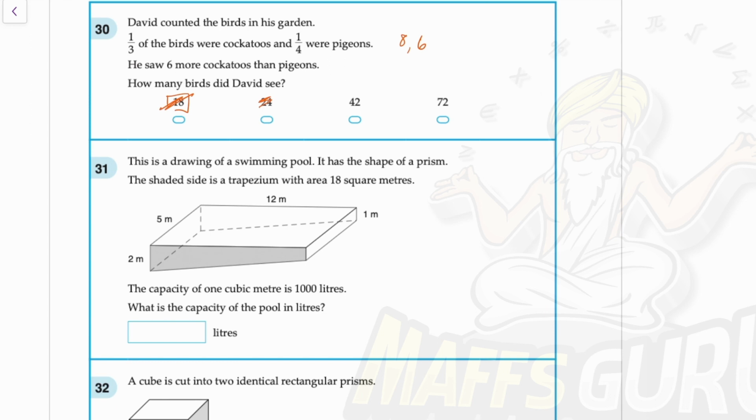What about 42? Can we do the same thing with 42? 42, can we divide that by 3? We can, it's 14. And can 42 be divided by 4? I don't believe it can.